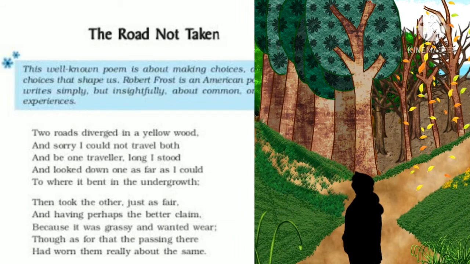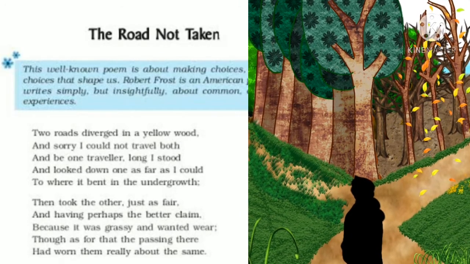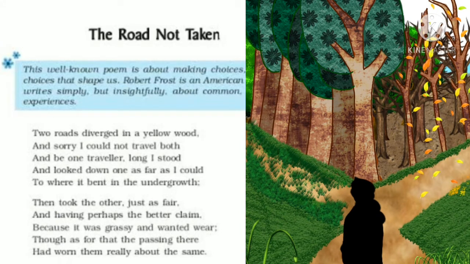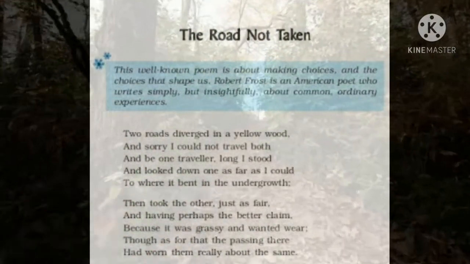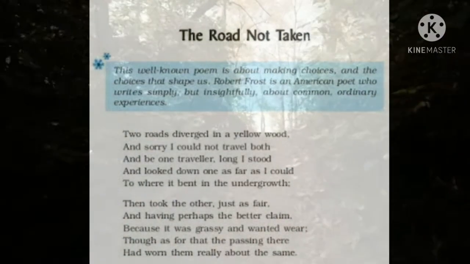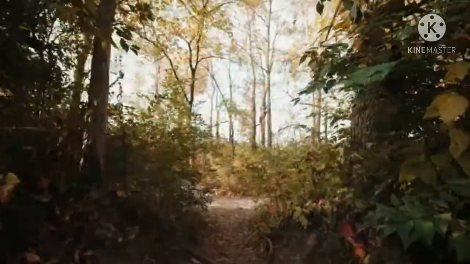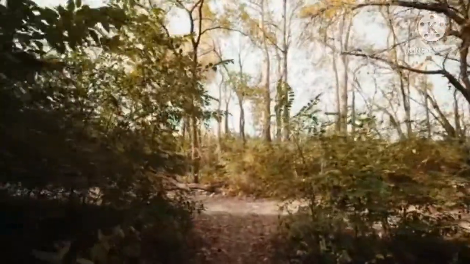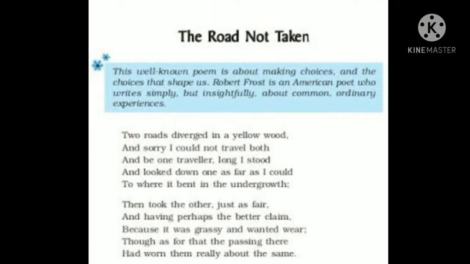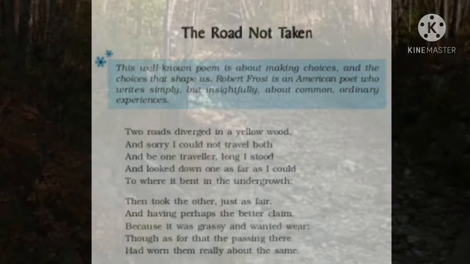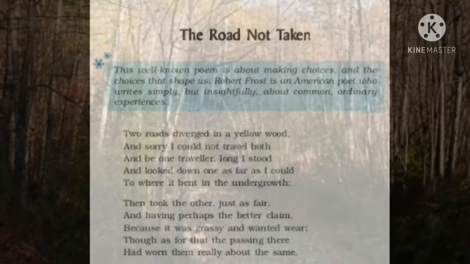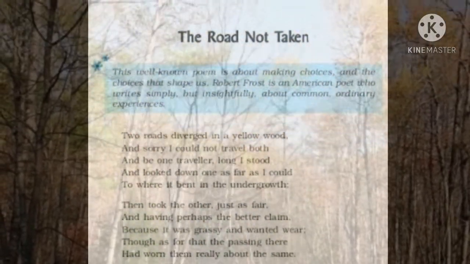And be one traveler, long I stood and looked down one as far as I could to where it bent in the undergrowth. So being a traveler, when we come to a junction, we have to stand there. We have to think more and more to decide which one is better. And so here the poet is looking at the path for a long time, and he was watching the road for a long time as far as he could see, to the point where the road bent in the undergrowth.